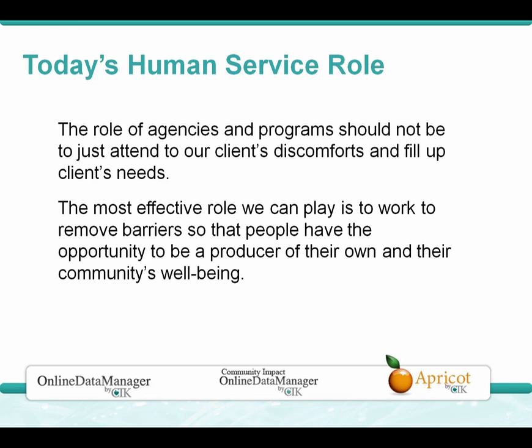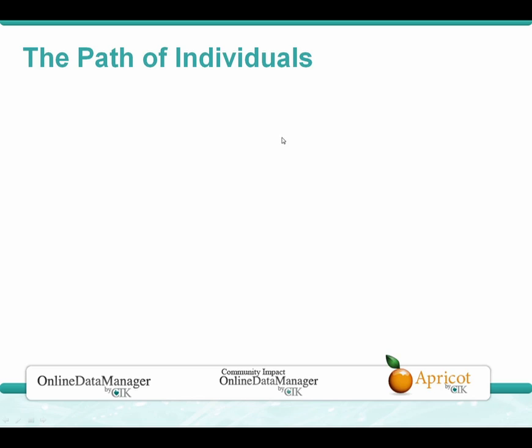So the new role of institutions may be beyond just providing service. The way I like to think about it is that for institutions, agencies and programs, our primary goal ought to be to remove barriers so that people have the opportunity to be a producer of their own and their community's well-being. Part of the reason for that is that there really are three roles that people can play and do play.